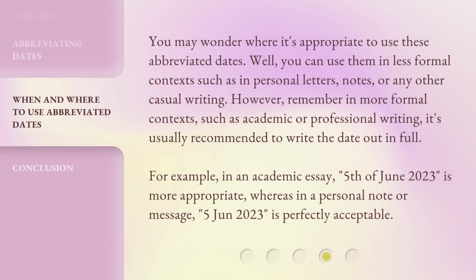You may wonder where it's appropriate to use these abbreviated dates. Well, you can use them in less formal contexts such as in personal letters, notes, or any other casual writing. However, remember in more formal contexts, such as academic or professional writing, it's usually recommended to write the date out in full. For example, in an academic essay, 5th of June 2023 is more appropriate, whereas in a personal note or message, the 5th of June 2023 is perfectly acceptable.